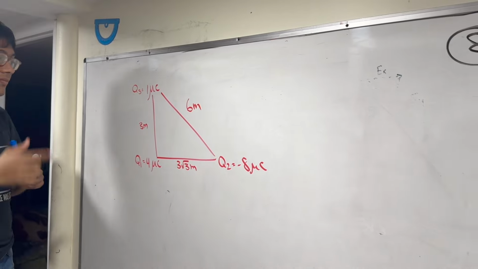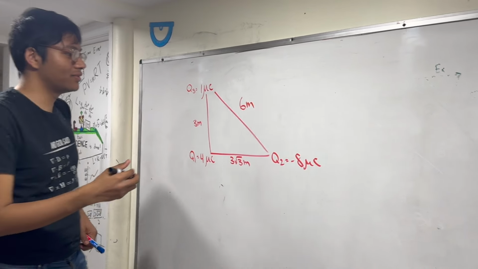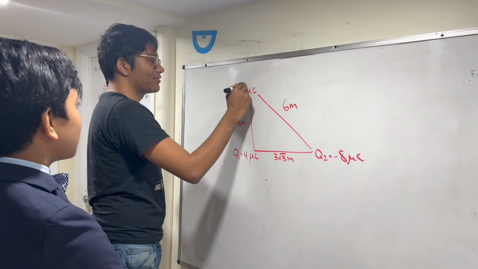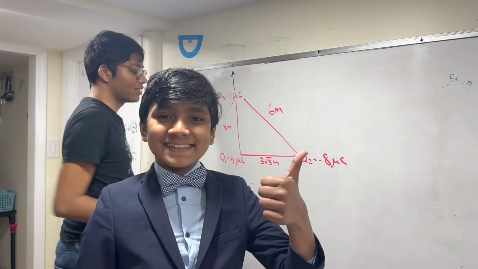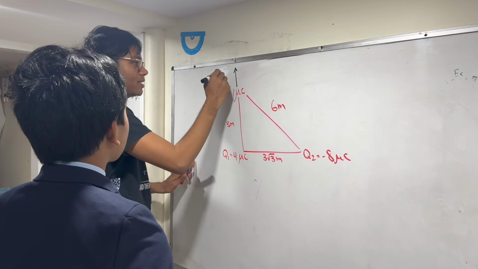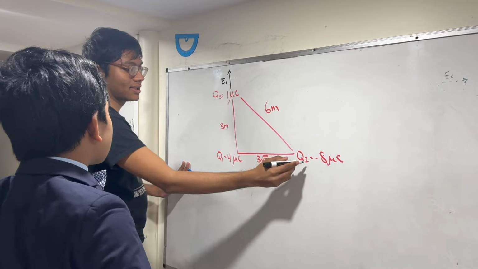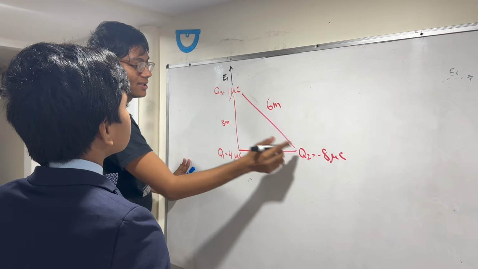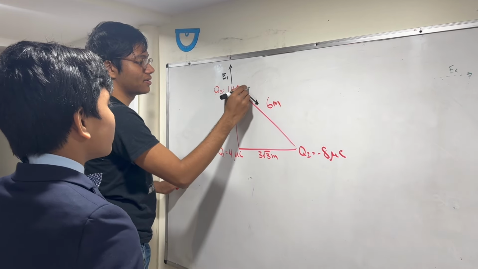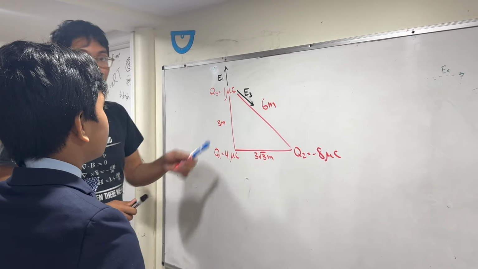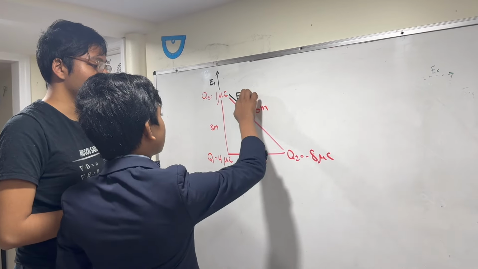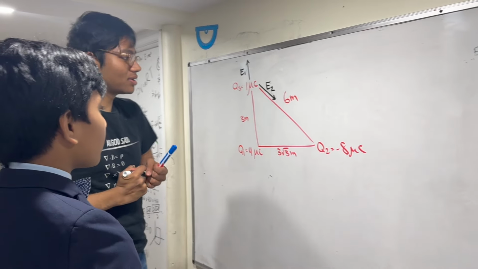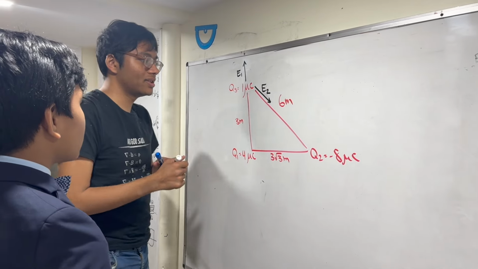Okay, so let's find the electric field at EY. Just the Y component of the electric field at Q3. First of all, the electric field generated by Q1 will be up, because it's a positive charge. And the electric field generated by Q2 will be along the hypotenuse, facing it, because it's a negative charge. This is E2. Of course, we're just interested in the Y component, so we only want to take the Y component of E2. How do we do that?